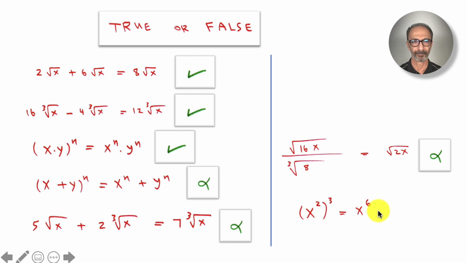Last example. Do you think x to the second to the third is x to the fifth or x to the sixth? Do you think this is true? That is true, and that should do it.